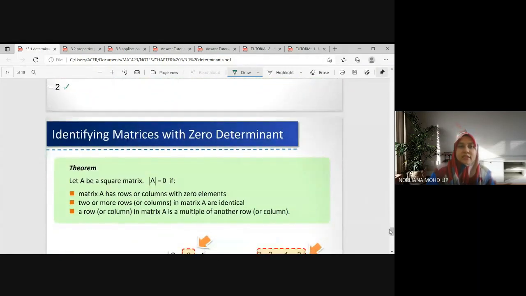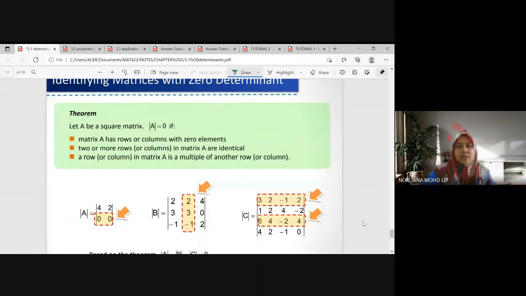Okay, next is identify the matrix with zero determinant. If determinant of A is 0, if matrix A has row or column with 0 element, kat sini 0 element, column 2 0 element kan. So determinant of A is equal to 0.